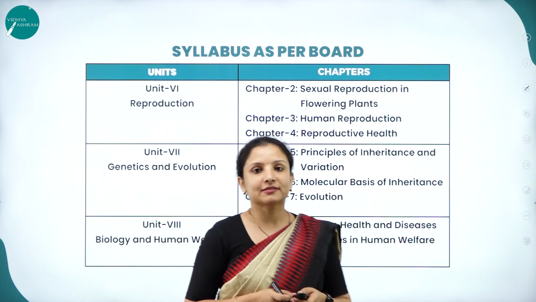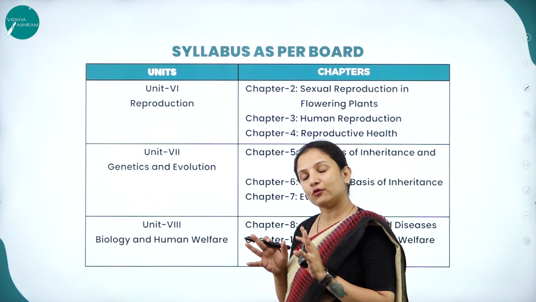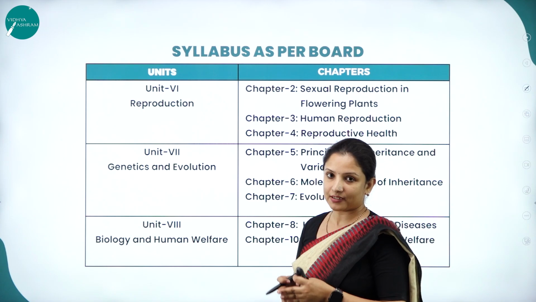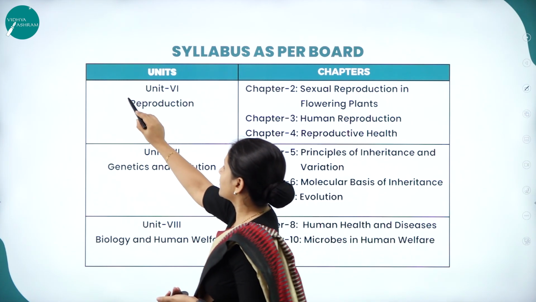So moving further, let's look into the syllabus that is prescribed by the board, or the syllabus that is there in the NCERT textbook. So here, talking about unit 6, which is mainly about reproduction.